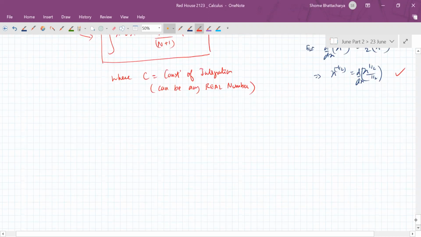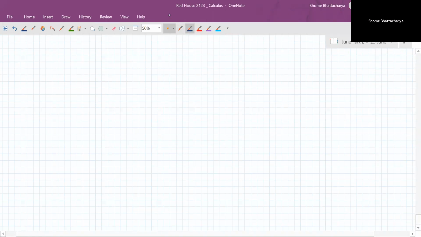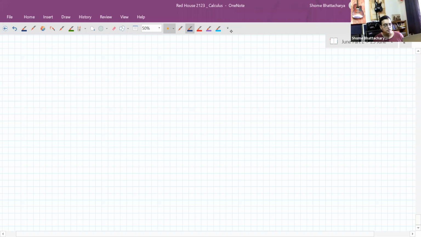Okay, so let us look at some examples of the application of this. Here, n can be any real number other than n equal to -1. So in this formula, integration of x to the power n dx is x to the power n plus 1 upon n plus 1 plus c.